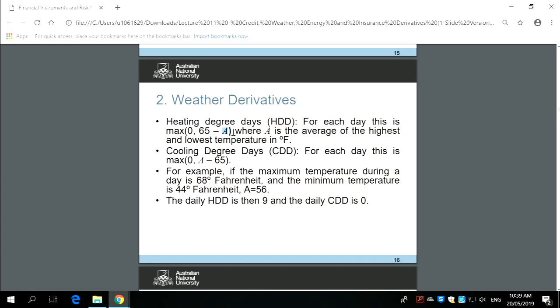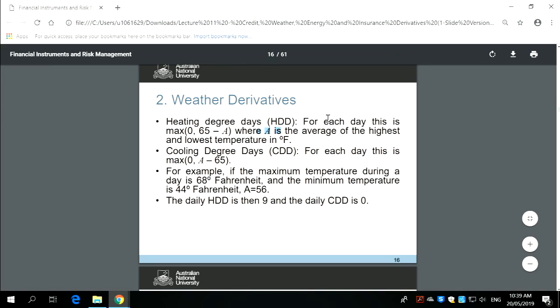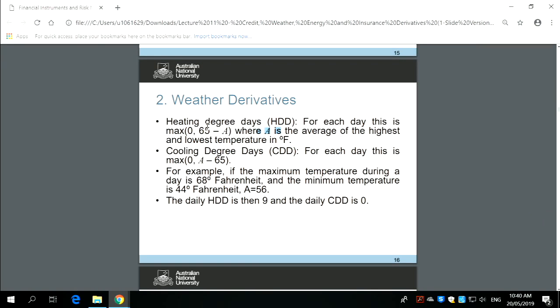So what's this capital A here? This capital A measures the average between the highest temperature and the lowest temperature measured in one particular day. Basically, over the course of a day, you find the maximum temperature, and then you find the minimum temperature. They are all measured in Fahrenheit. Then you take an average of that. All right, so let me give you one particular example here.